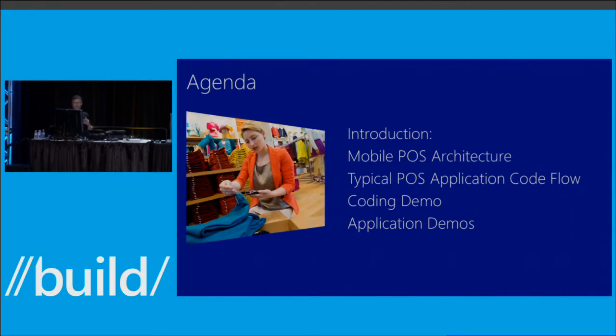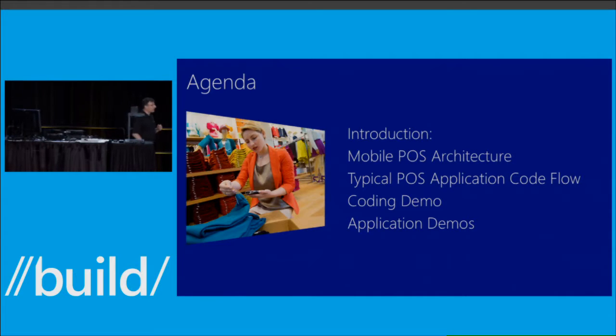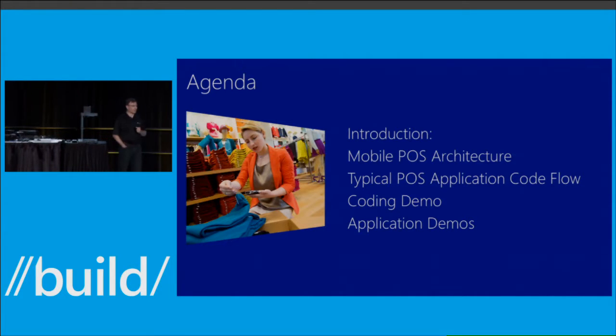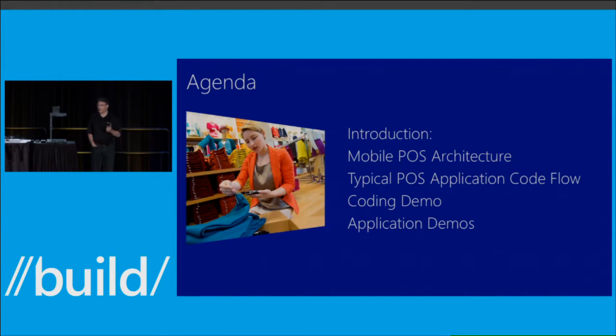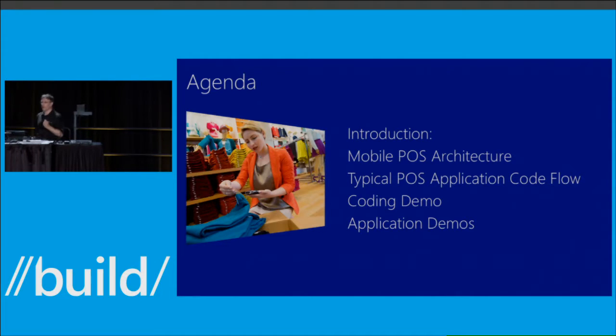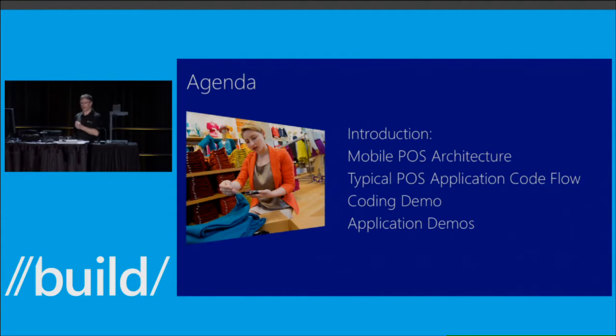We'll then talk about a typical POS application flow. There are a number of things that we need to think about as we start to build applications for Windows 8.1, like the ability to have multiple applications on the screen at the same time. Who actually has control over the scanner or the magnetic stripe reader if I've got multiple applications that potentially want to consume data from these devices? So we'll talk about that.